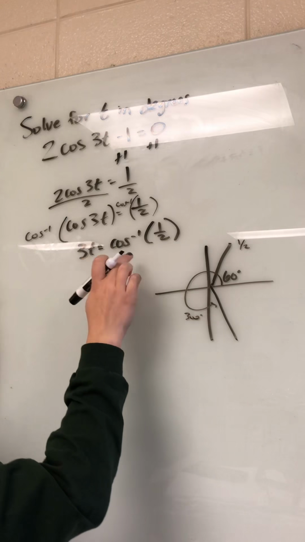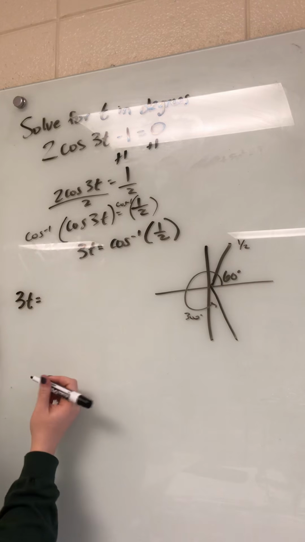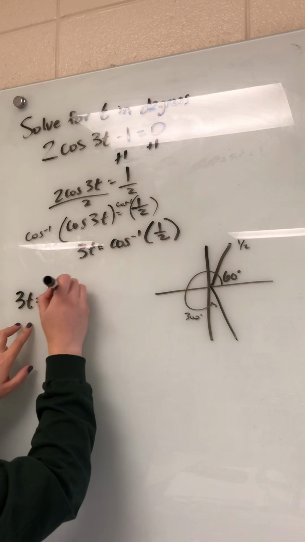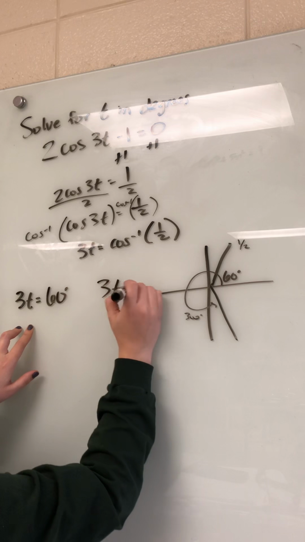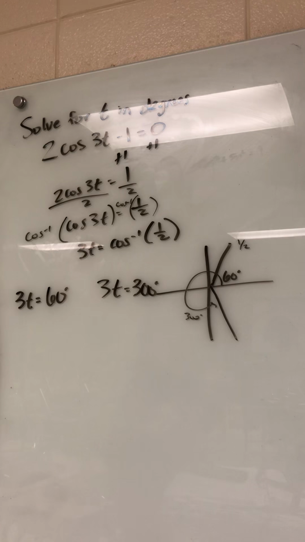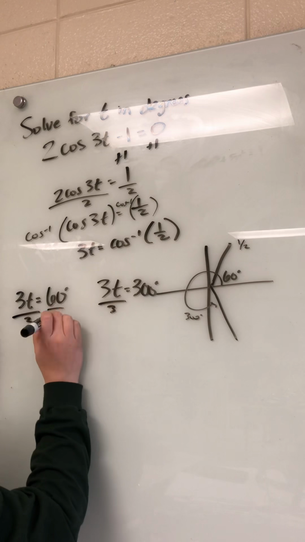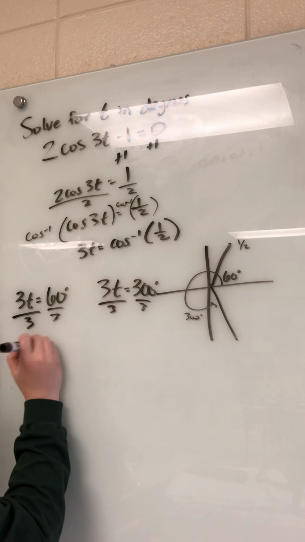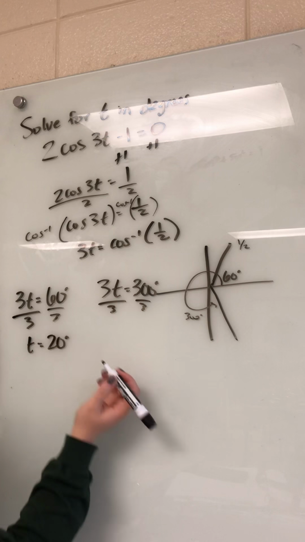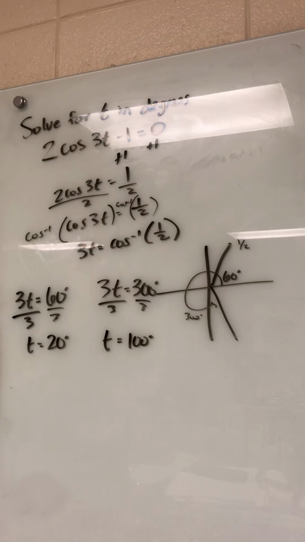So we know the inverse cosine actually has 2 solutions. So you have to set up 2 equations and say 3t equals 60 degrees, and then 3t also equals 300 degrees. Then you have to solve both of those. What would you do if this is a normal equation? Now it's a single variable equation. Well, you just divide both sides by 3, right? So my t is equal to 20 degrees, and my t is equal to 100 degrees.